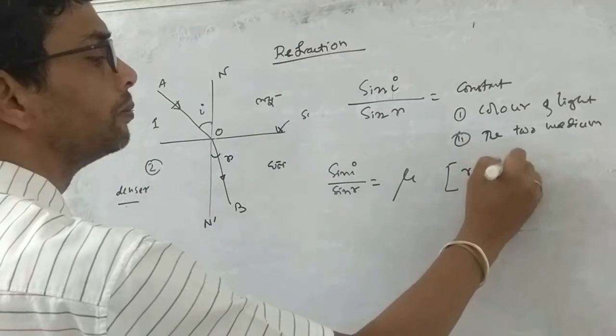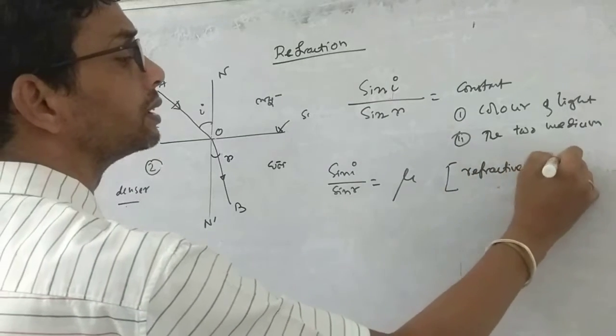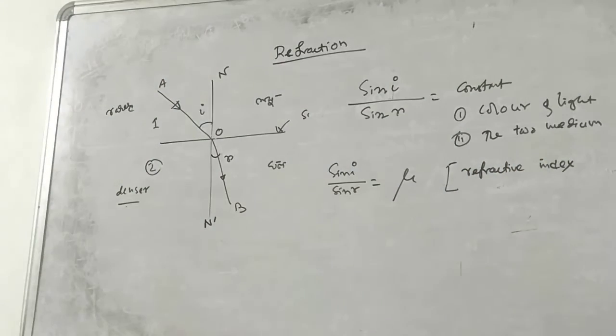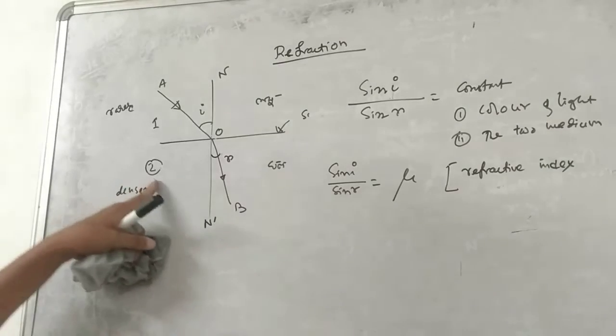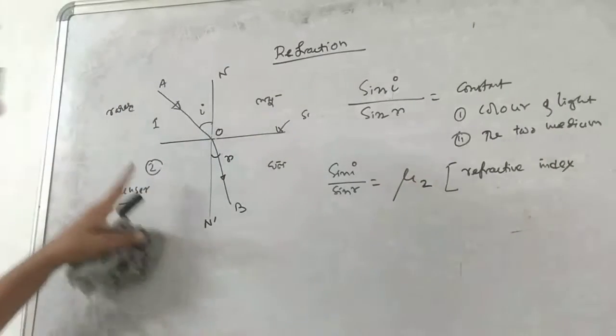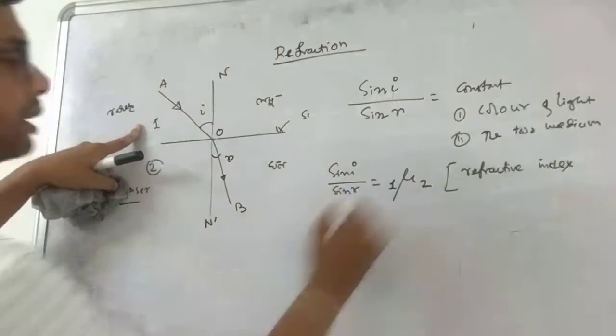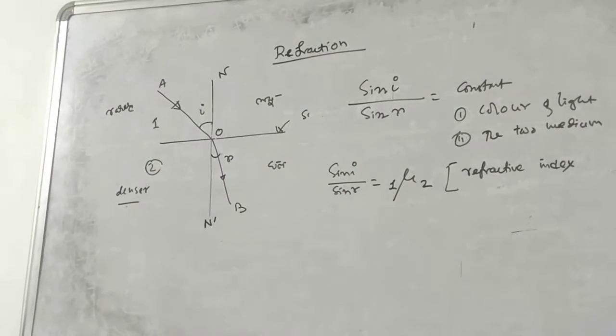Refractive index, protisharanko. Refractive index of what? Refractive index of the second medium with respect to the first medium. This is actually the refractive index, protisharanko, of the second medium with respect to the first medium.